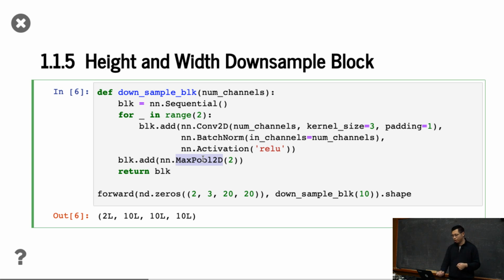So for example, given an input of 20 by 20 fed into the downsample block, and output channel is 10, then we don't change the batch size, 2. We change the channels to 10. And then most importantly, we reduce 20 by 20 to 10 by 10. Okay, this is the downsample block.